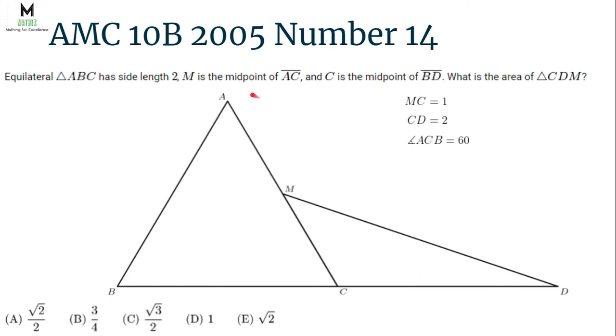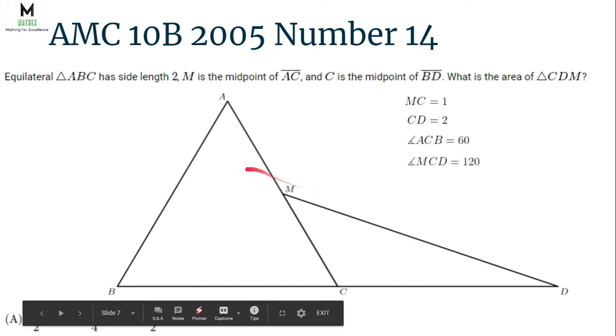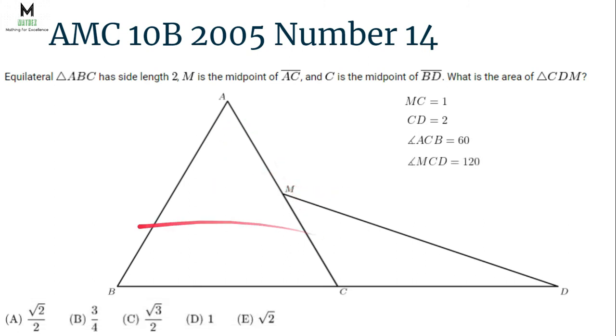Well, the thing is, since triangle ABC is equilateral, all of its angles are equal. So each of them are 60. But we see that ACB and MCD form a straight angle with length of 180. So if ACB is 60, MCD is 180 minus 60, which is 120. So in order to compute for the area of triangle MCD, we would multiply 1 times 2 times sine 120 and then divide that by 2.